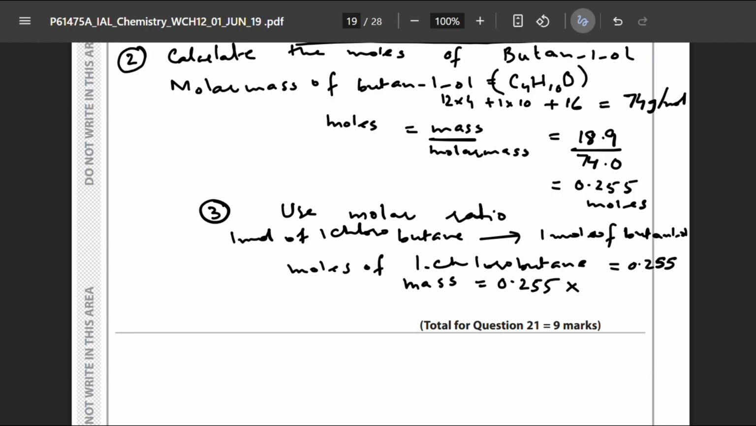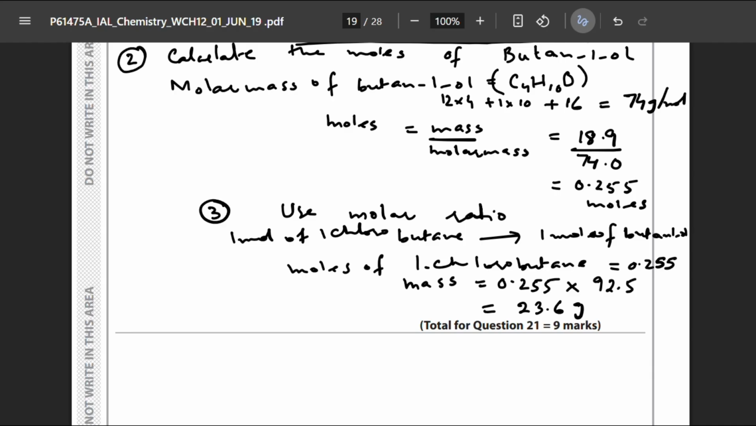Mass is equal to moles into molar mass. We have moles of chlorobutane and the molar mass of chlorobutane is 92.5. So you can calculate the mass, that is 23.6 grams.